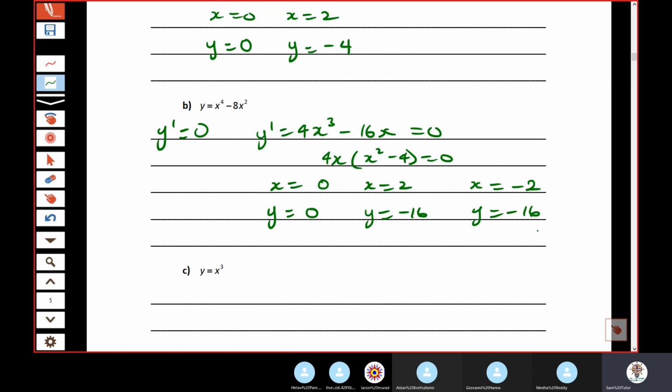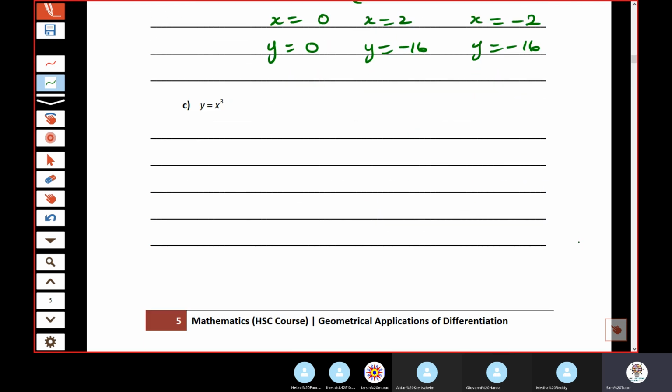Next one, y equals x cubed, pretty easy. Again, y dash equals 3x squared. When it equals 0, you get x equals 0, and obviously y equals 0. Any questions?